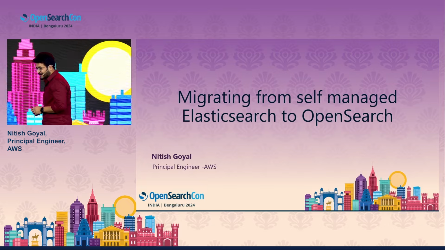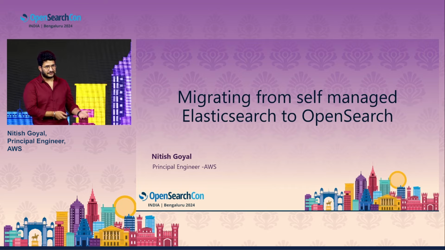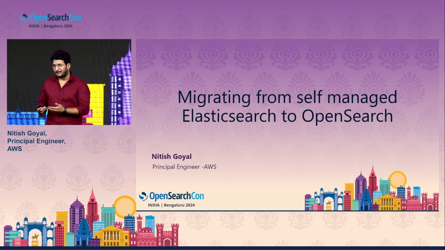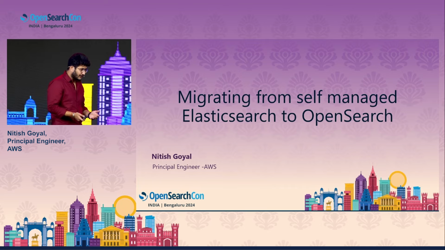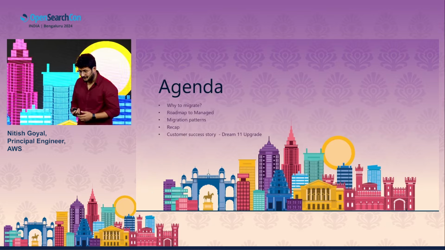Sorry. So today I'm going to present how we migrate from a self-managed Elasticsearch to Amazon OpenSearch Service. What are the best practices? What are the different ways to migrate from one to another?